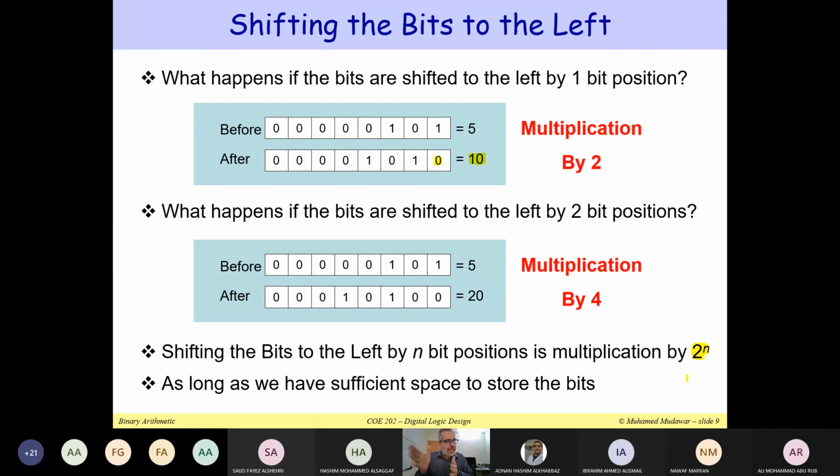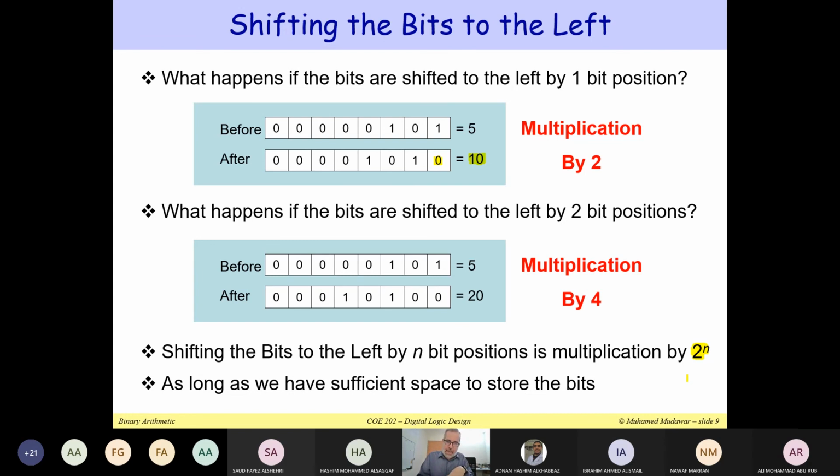In the case of decimal, if I shift by 2 digits to the left and insert 0, 0 at the end, it will be multiplication by what? By 10 squared, which is 100. Exactly. So we are multiplying by 100. If I shift by 3 digits to the left and insert 0, 0, 0, it will be multiplication by 10 to the power 3. So you see, it's the same rule. It's the same rule which is applied to any radix r.